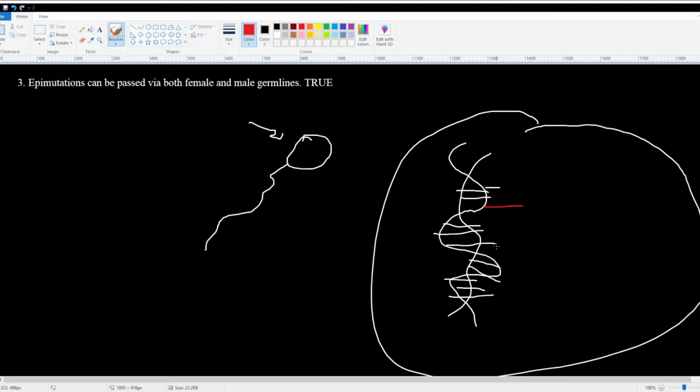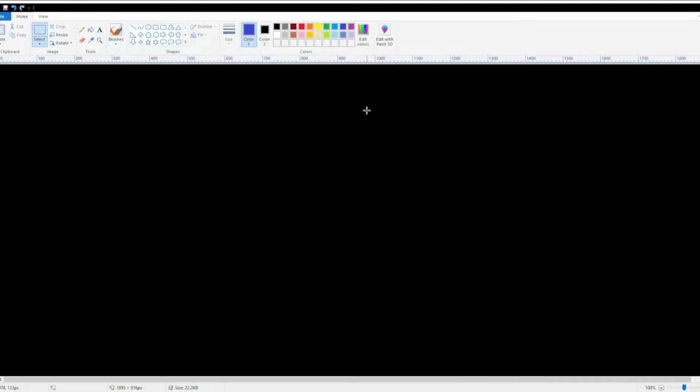We have a methyl group here, or an acetyl group here, and these can be passed down through generations. If you smoke during pregnancy, for example, that's happening in utero, you're affecting the DNA of the child. Or if you eat poorly, you're affecting the DNA of the sperm. So mutations can be passed via both male and female germlines. That is true. Moving on.